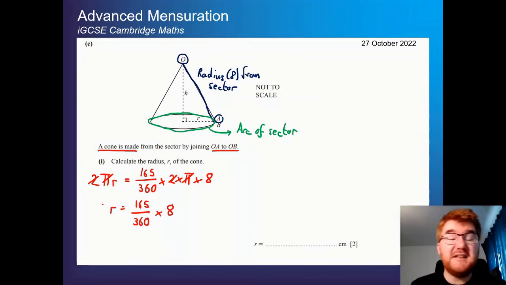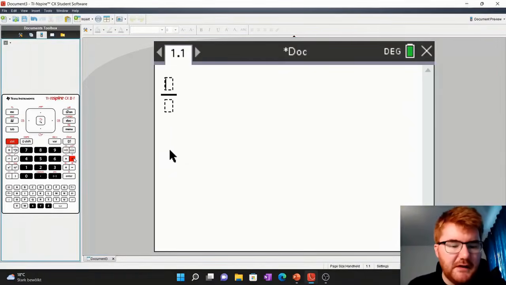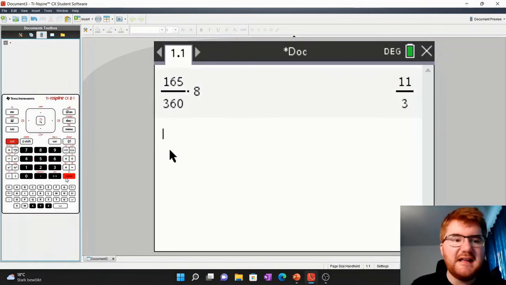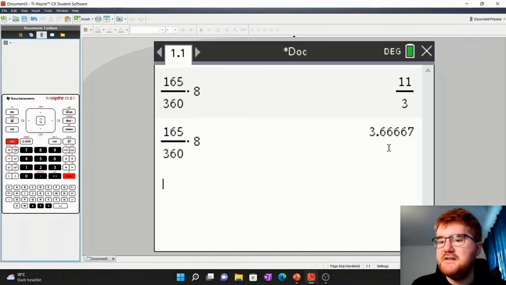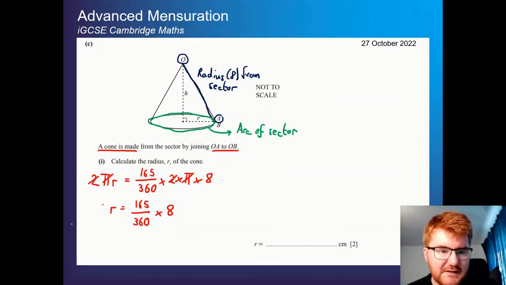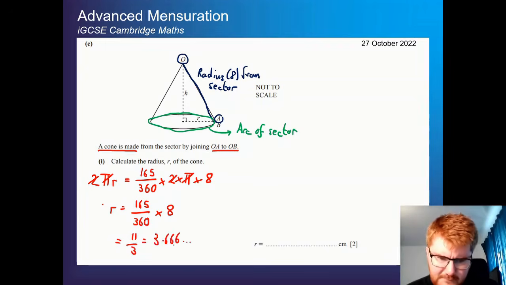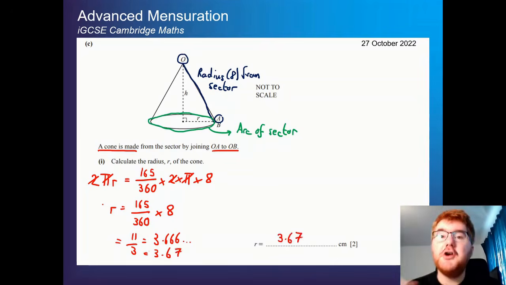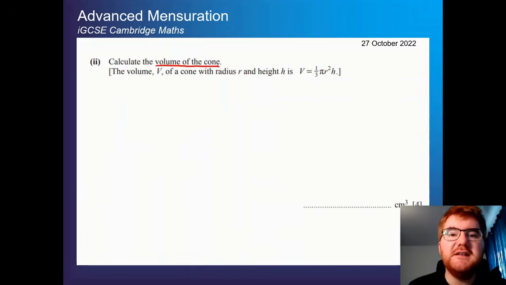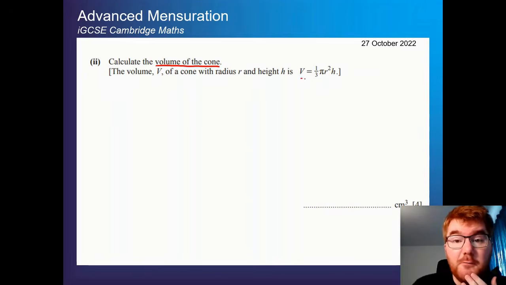Now again, you could do this without a calculator, but let's go to my calculator and work this out. All we do is type in 165 over 360 times 8, giving us the exact answer of 11 over 3, which can be written as a decimal as 3.67. So we're going to pop that across. This 11 over 3 is going to be important a little bit later on, but for this question, we're going to write this to 2 decimal places, so 3.67, like so. And on to part D, where we need to find the volume of the cone. As usual with these 0580 questions, they give you the formula you need to use.